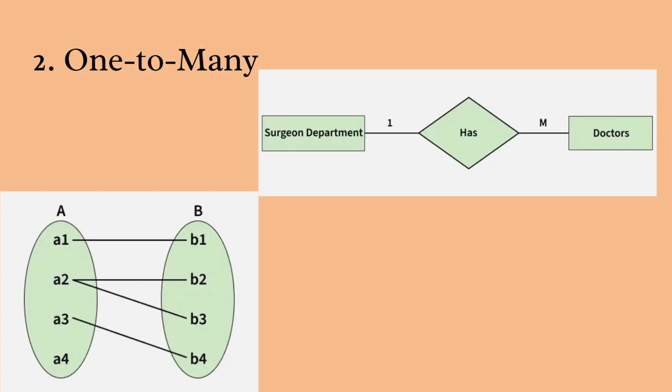The second one is 1-to-many. As shown in the example, the surgery department has multiple doctors, and this is the set representation of a 1-to-many. A group of entities called A1, A2, A3, A4, and another group of entities called B1, B2, B3, B4. The set relationship is shown in the figure.